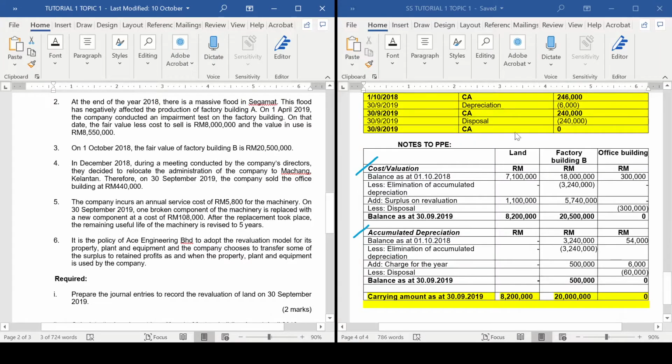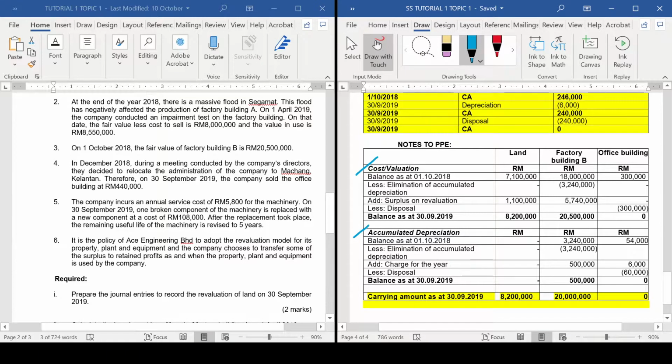So you add it here, and then you dispose. On the same date you dispose. You dispose at carrying amount. Carrying amount consists of both cost and accumulated depreciation. So how do we calculate the carrying amount? How do we get the carrying amount? It consists of both cost and accumulated depreciation.